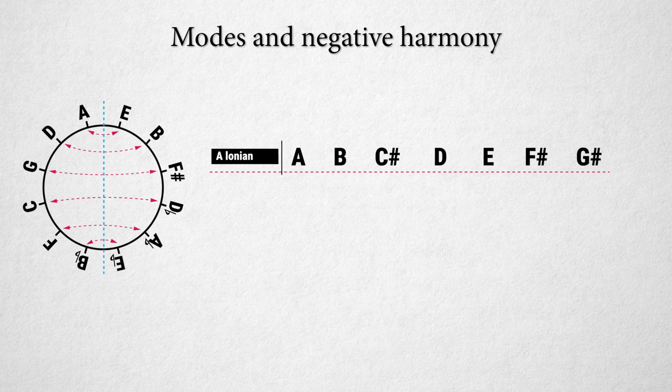The A Ionian mode is transformed to the A Aeolian mode. A becomes E, B becomes D, C sharp becomes C, D becomes B, E becomes A, F sharp becomes G, and G sharp becomes F.